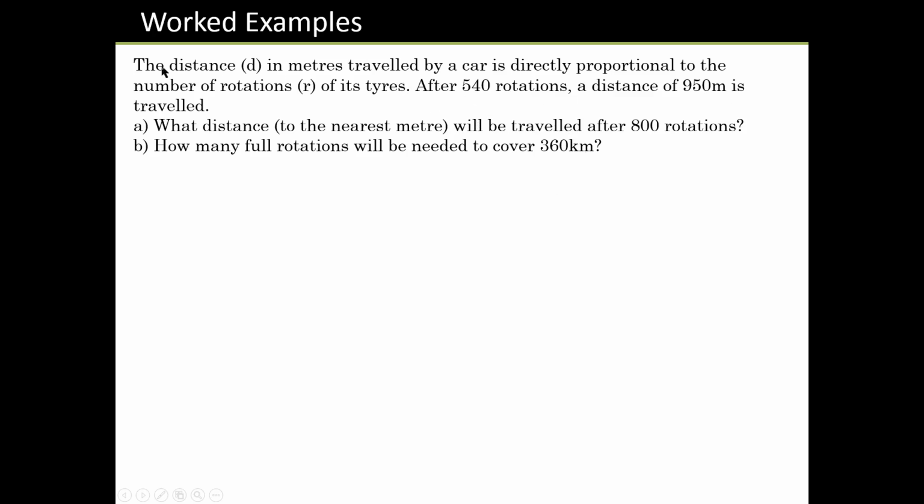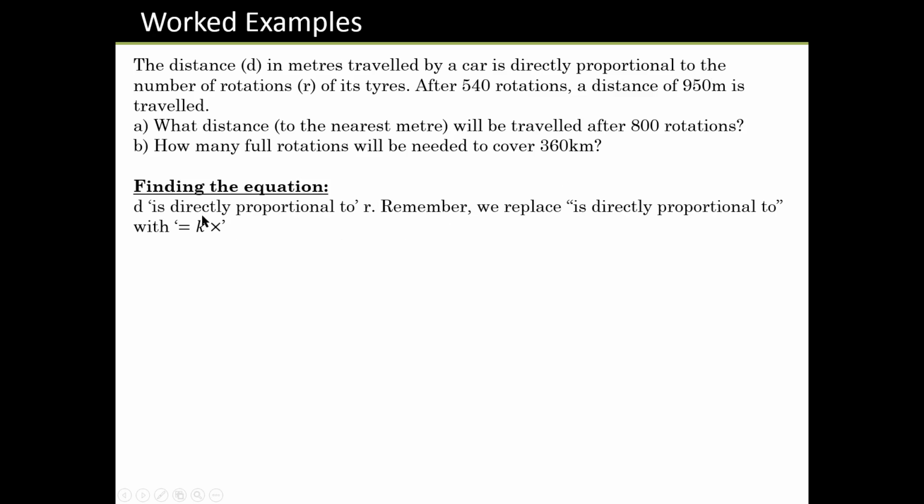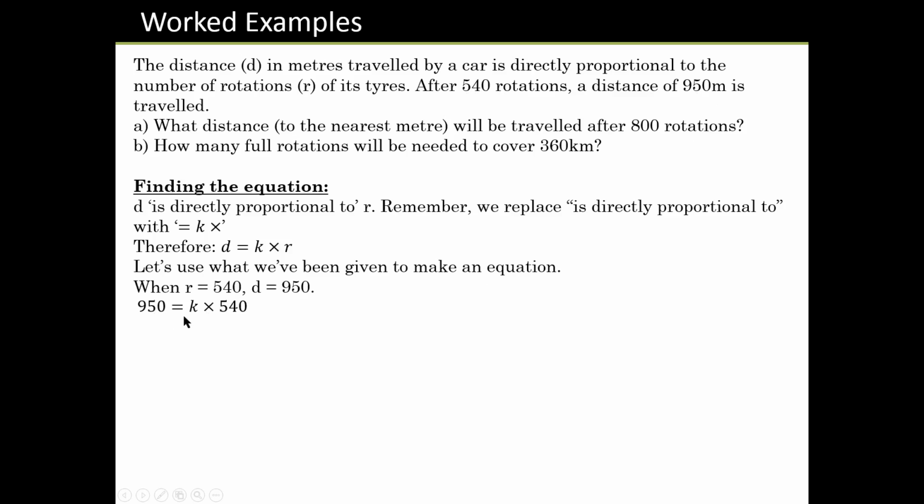Okay, and the first line is key in setting up the equation. Step 1, we have to set up the equation. So finding the equation, d is directly proportional to r. They've said the distance is directly proportional to r, the rotations. d is equal to k times r. Alright, let's use what we've been given to make an equation. They've said when r is 540, then d is 950. So make an equation, right? Divide both sides by 540 and you get k.